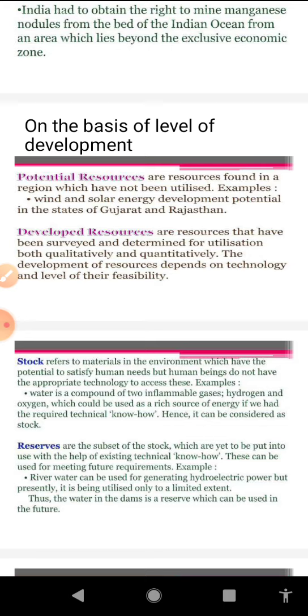If you want, you can take the example of the western part of India, particularly Gujarat and Rajasthan. These two states have maximum potential to generate solar energy and wind energy. But that is only potential. That is only imaginative. We don't know how much solar or wind energy can be generated.